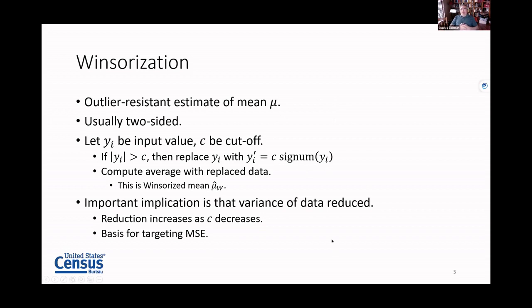Windsorization is an outlier-resistant estimate of your mean, what we call mu. Usually, it's two-sided. It works by taking an input value y sub i and a cutoff value c. If the absolute value of y sub i is greater than that cutoff value c, we replace it with c times the sign of the original y sub i. Then we compute the average with the replaced data. I'll be calling this Windsorized mean mu hat sub W. An important implication of this is that the variance is reduced, and this reduction increases as c decreases. This is the basis for targeting MSE. Next slide, please.